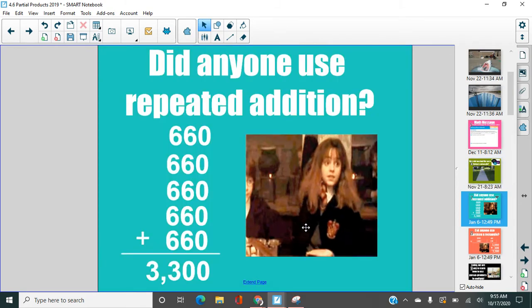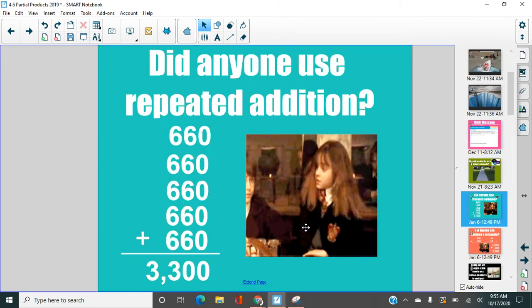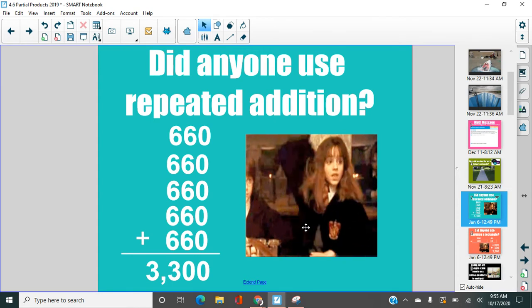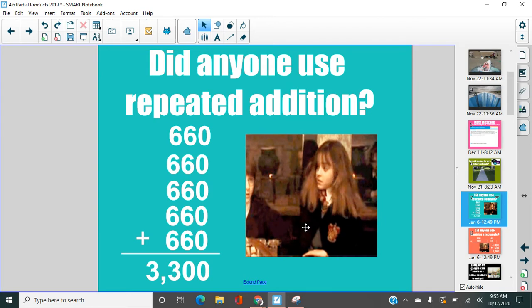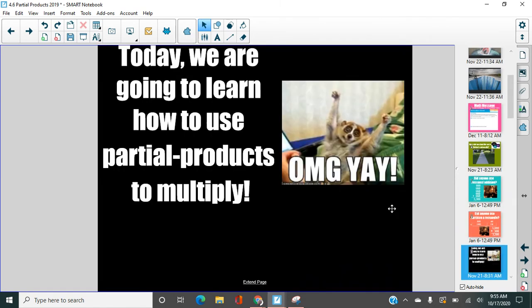Hey, some people might have used repeated addition, right? Because we had 660 and 5, right? So 5 groups of 660. You could repeat it, you could use repeated addition. Some people might have used a partitioned rectangle, right? And drawn that rectangle and then chopped off the 60. And then you'd have 600 times 5 and 60 times 5. So both of those were possible.